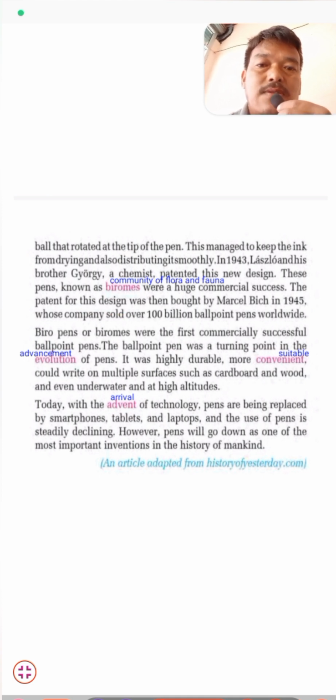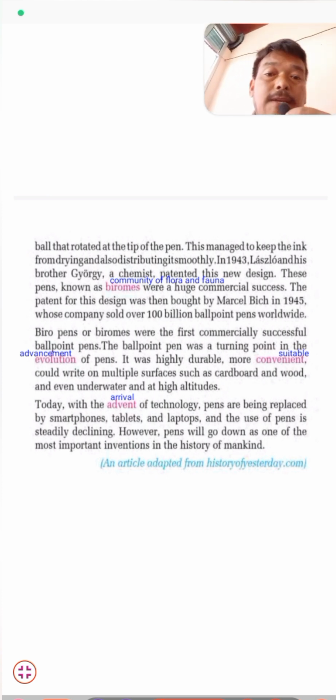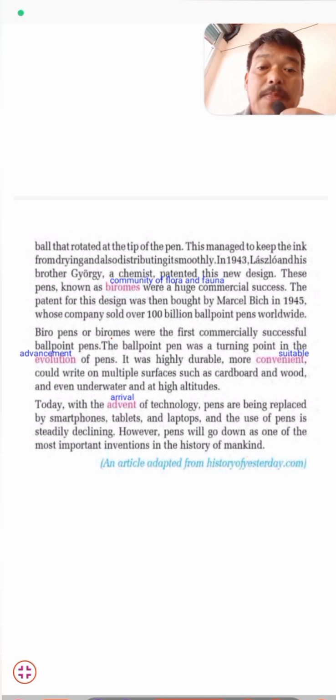The patent for this design was then bought by Marshall Bich in 1945. The company sold over 100 billion ballpoint pens worldwide. Students, this design was bought by Marshall Bich in 1945, and the company has sold more than 100 billion ball pens worldwide.